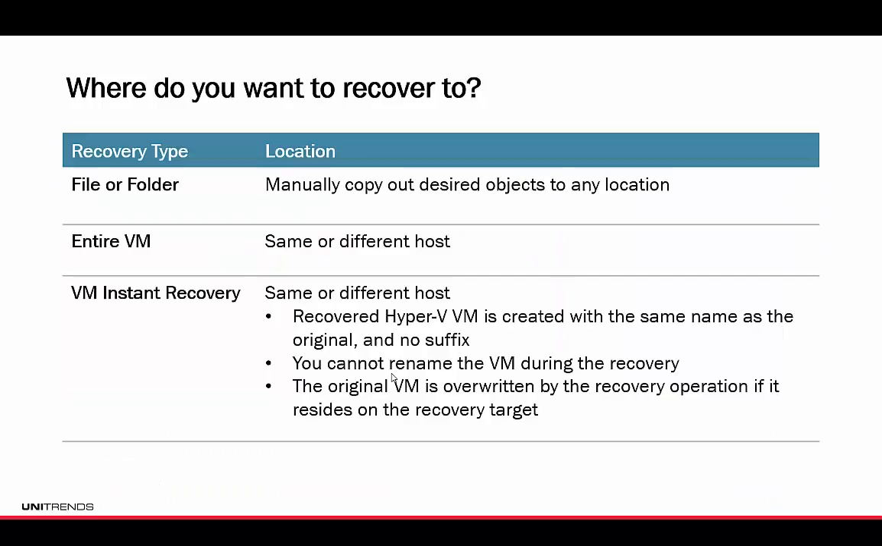Last question is, where do you need to recover your data to? Depending on what type of data you're recovering, you have different options. Once again, if you're going after file and folder, you have to manually copy out that data from the share. But you can do that to any location, replace any data. Applications, databases, file and folder, entire volumes. Granular recovery from the snapshot.